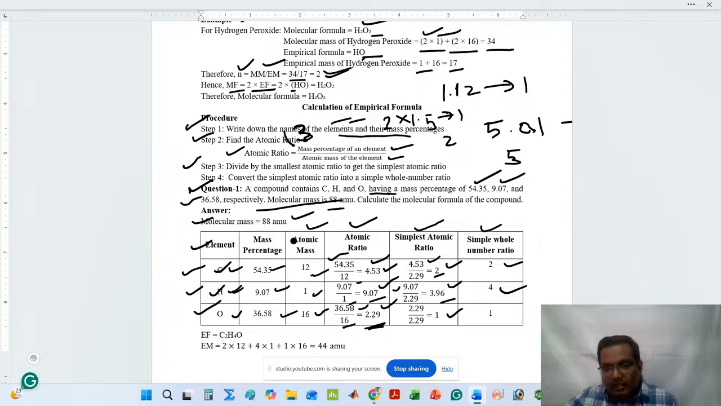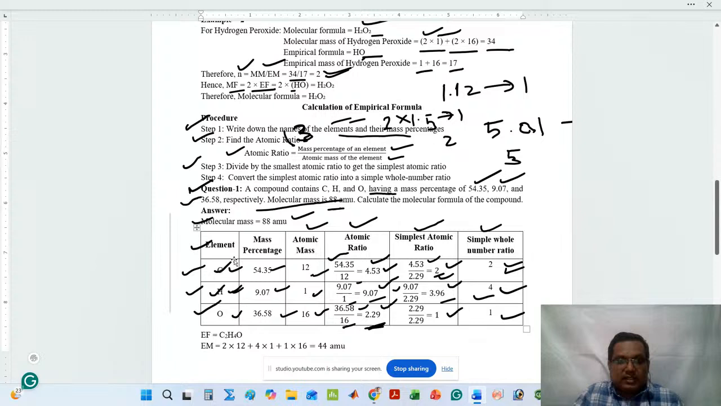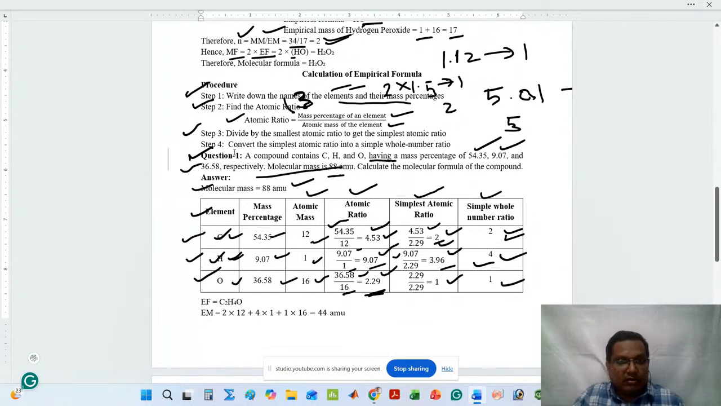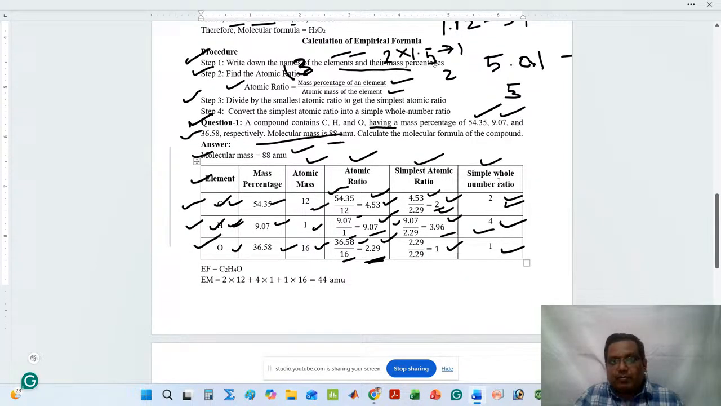Generally, come to this problem. Here 2 is given, so here I can write 2. But here 3.96 is given, so here I can write 4. Here 1 is given, so here I can write 1. So the simple whole number ratio is 2, 4, 1. This is up to step number 4. After getting the simple whole number ratio, this is the ratio of carbon, hydrogen and oxygen. So what will be the formula? The empirical formula is what?